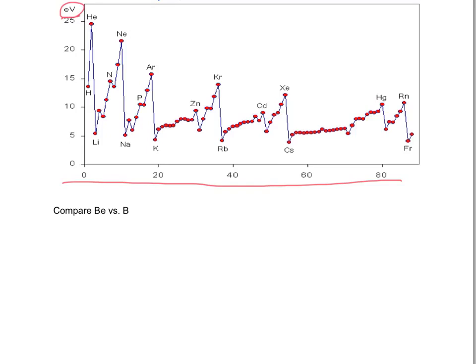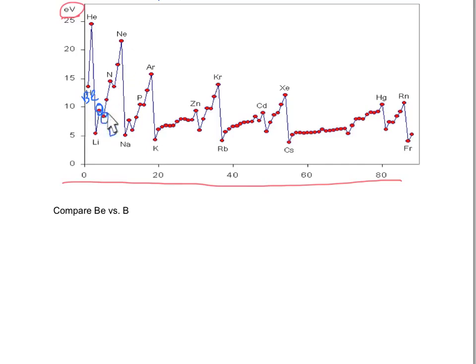Beryllium is right after lithium. It's right here. And then there's boron. So this is boron. This is beryllium. So as you go from lithium to beryllium to boron to carbon to nitrogen to oxygen, it increases. So the general trend makes sense, but right here it doesn't make sense.